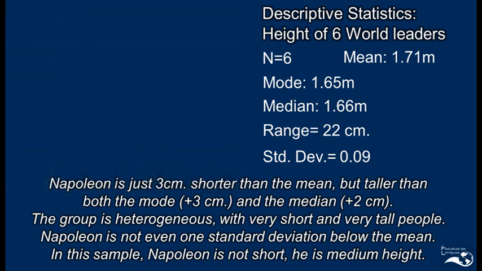That means 9 centimeters. So, summarizing, Napoleon is just 3 centimeters shorter than the mean, but he's taller than both the mode, plus 3 centimeters, and the median, plus 2 centimeters. We can also see that the group that we have analyzed is heterogeneous, with very short and very tall people. Napoleon is not even 1 standard deviation below the mean. So, again, at least in this sample that we analyzed, Napoleon is not short. He's actually medium height.